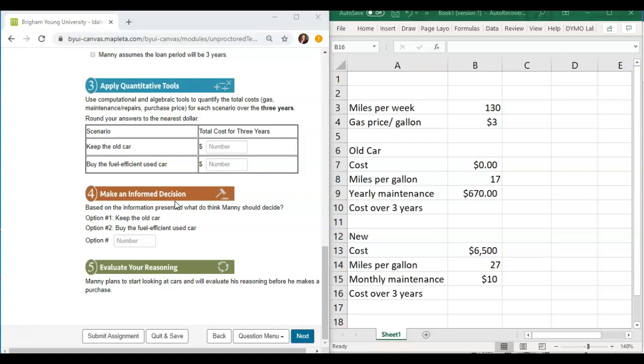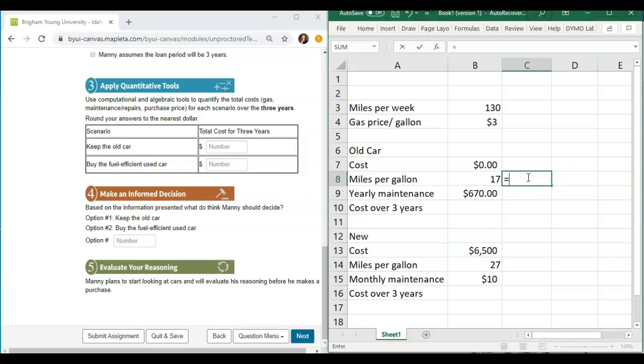So the first thing we want to calculate here is how much he's going to be spending on gas. So we want to find out how many gallons he's going to be using per week, because we have miles per week, we have the price per gallon, we have miles per gallon. So we're just going to find out how many gallons he needs per week. So the first thing we're going to do is take his 130 miles, and let's go ahead and we'll do the cost associated with gas right here.